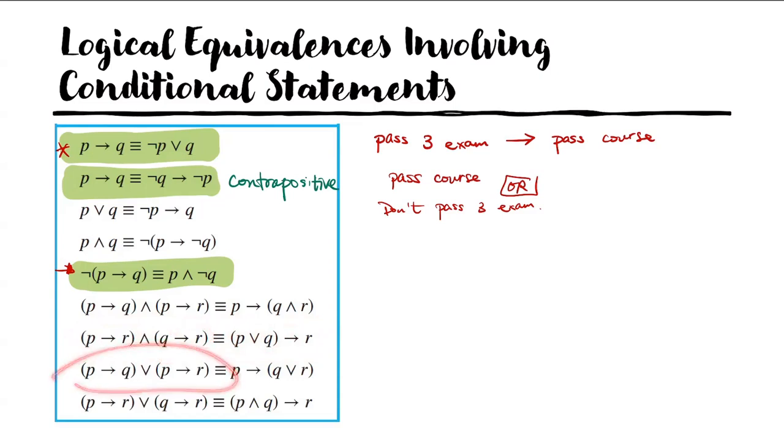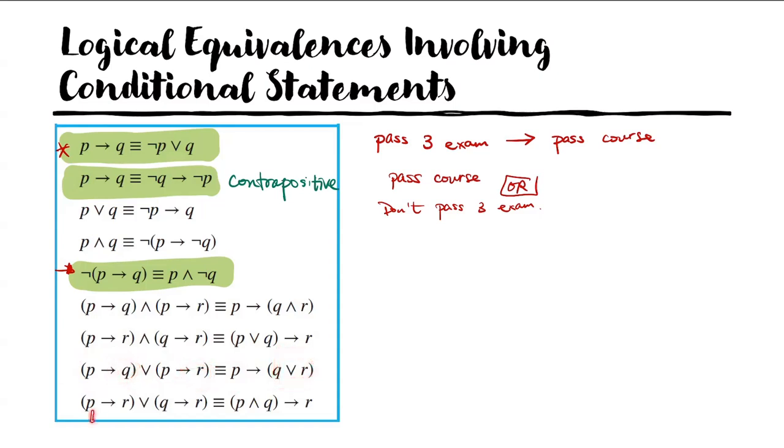Now here you have if P implies Q or P implies R. This means one of the two propositions could be true, or both. You don't know. So you know P is able to imply Q or R. You don't know which one. It could be only one of them. It could be both. So you will keep this OR relation here.